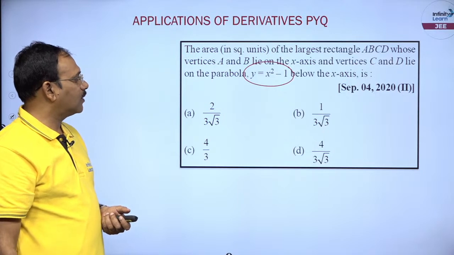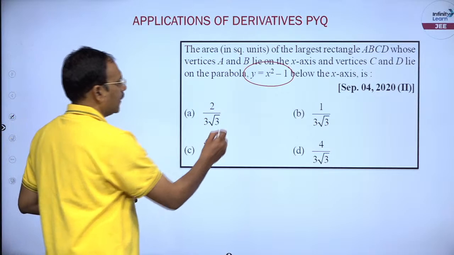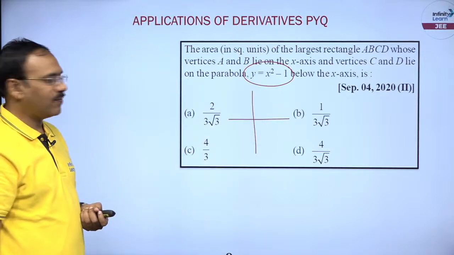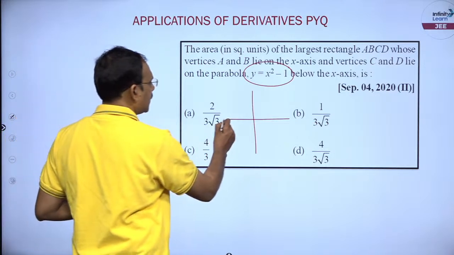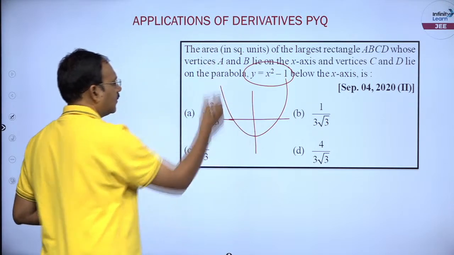Okay, below the x axis is. You see friends, what does it mean? This is the parabola y is equal to x square minus 1, right. So, I can take this parabola, this is the parabola, right.